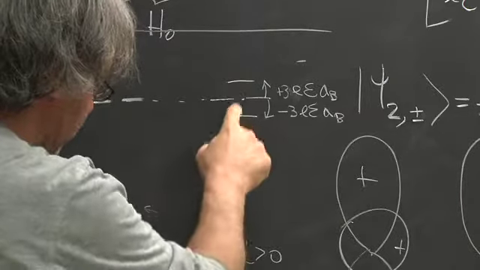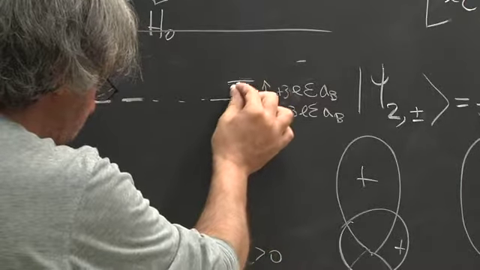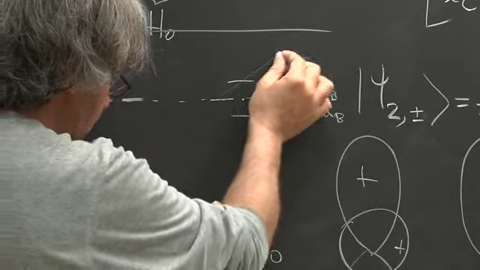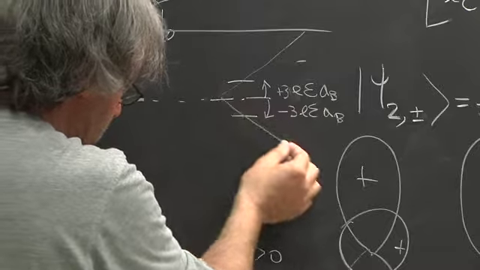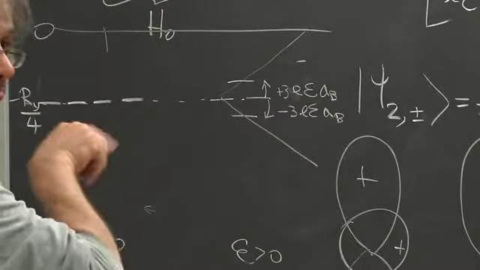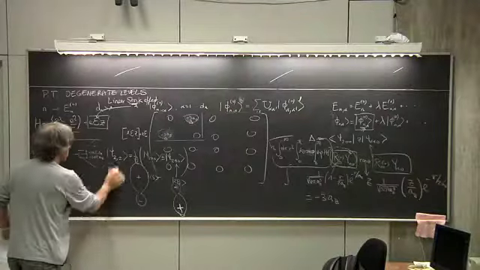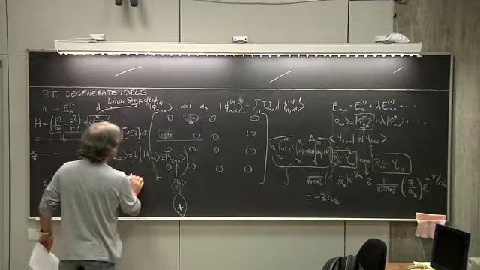Now, this is for a fixed E. If I were to draw as a function of E, this splitting would just steadily increase. That's the reason why one calls it linear Stark effect. All right. Okay.